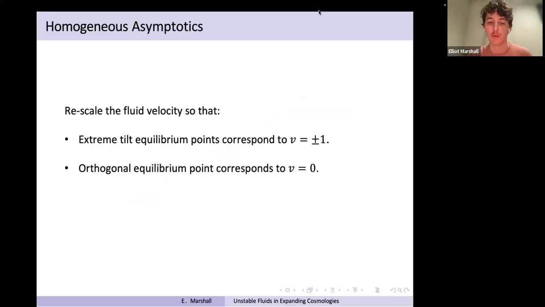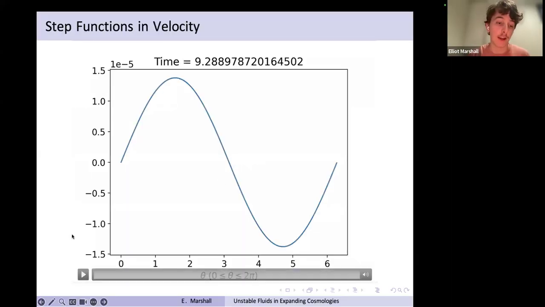And just to emphasize this point a little more, we could also look at the fluid velocity. So we can rescale our fluid velocity so that our extreme tilt equilibrium points correspond to v equals plus and minus 1, and our orthogonal points correspond to v equals 0. So our claim is that my solution will asymptote to one of these extreme tilt points somewhere in the domain, and in between it will cross to this orthogonal point. So we should expect this fluid velocity is going to approach some sort of step function. And in fact, you can see that.